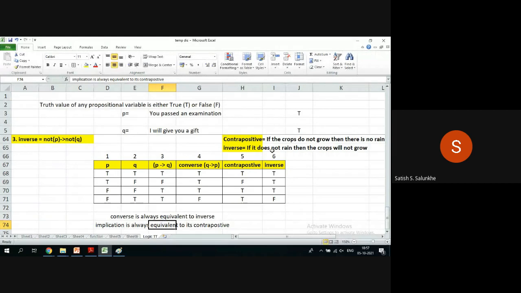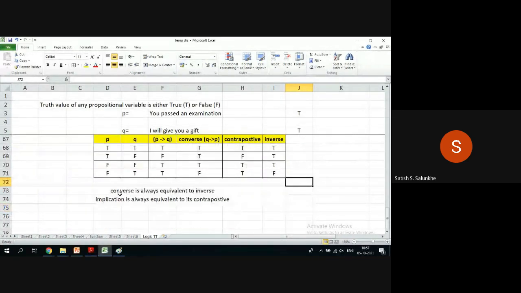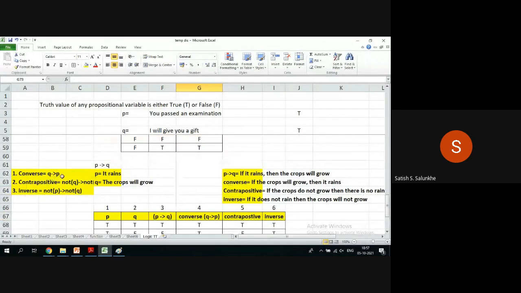So these are the two important conclusions that we have drawn from the logical connectives that we have discussed in today's session. Remember, converse is always equivalent to inverse. That means converse, that is Q implies P, is equivalent to not of P implies not of Q. Similarly, P implies Q is equivalent to not of Q implies not of P. This is the primary implication given to you. Its contrapositive is not of Q implies not of P.